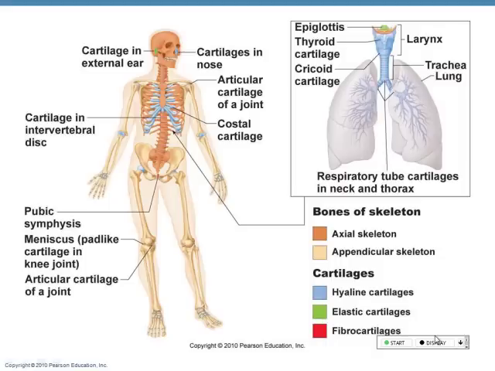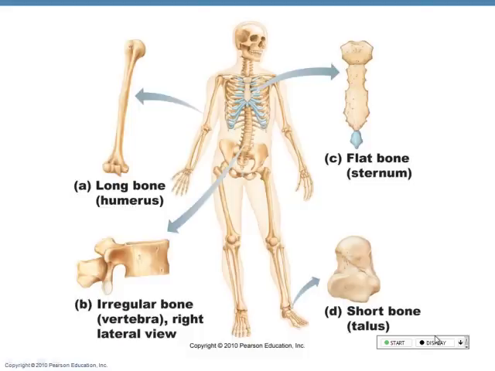First thing the book goes into is classification of bones. Again, two major divisions of the skeleton: we have axial, we have appendicular. And then we describe the bones according to shape, so they can be classified according to the shape of them.